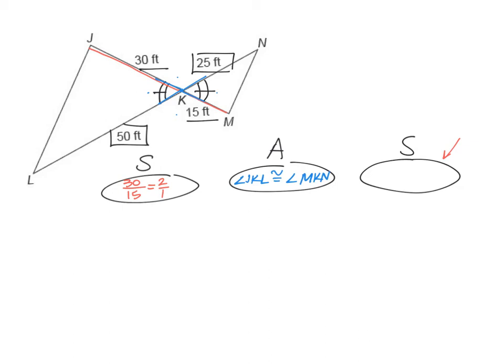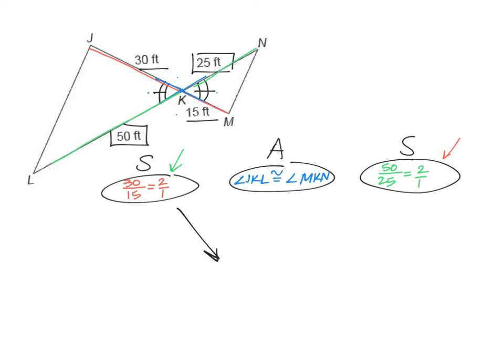Finally, I'm going to compare my last set of sides. I've got LK and NK. So LK is 50, NK is 25. And so again, that simplifies to 2 over 1. And now I'm seeing, all right, I've got that same ratio, therefore these sides are indeed proportionate.